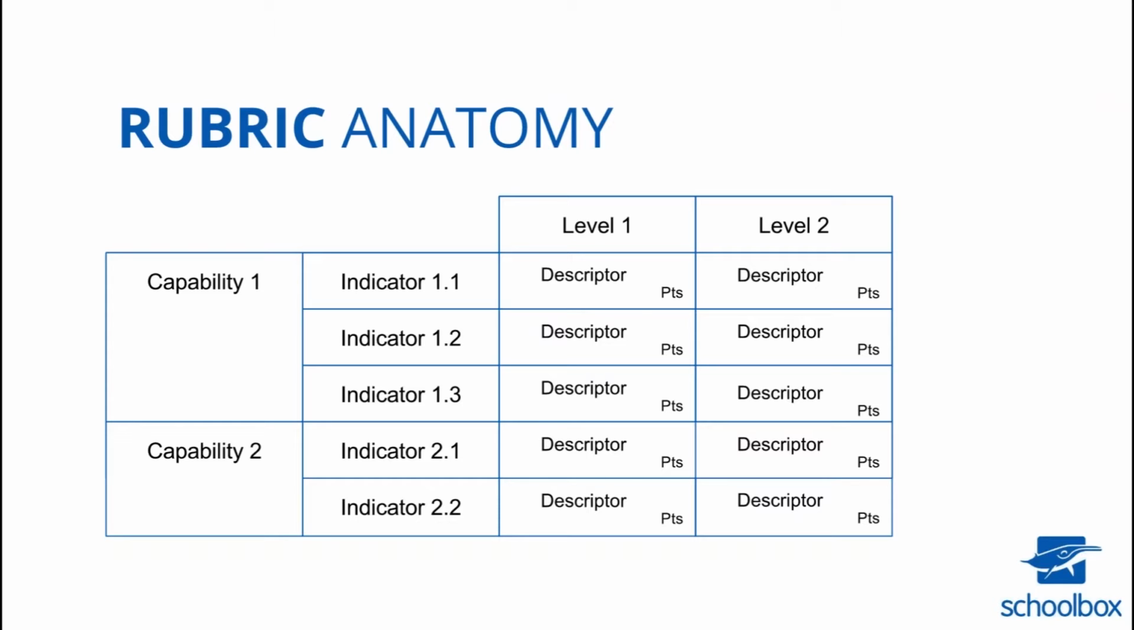And finally, the descriptor is made up of two parts, the descriptor and the points. So the descriptor is the actual definition of what the student needs to do for each level for that particular skill. So that should clearly articulate what the student actually needs to do to achieve that level. And then the points are used to do later analysis on that descriptor, so that we can work out how much value that particular skill and level is worth in the context of this assessment.